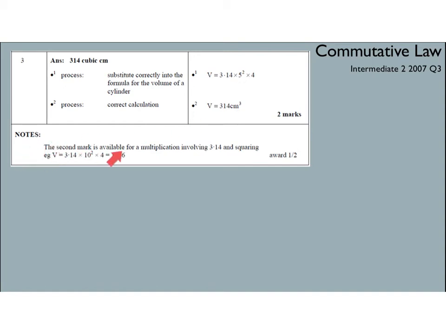Notes: the second mark is available for a multiplication involving 3.14 and squaring. So this is where they're saying to you that if you've made a mistake in number 1, you can still get your mark for number 2. If we look at what this person's done here, instead of using 5 squared, they've done 10 squared. So they would lose the first mark because they've got 10 instead of 5, but they have correctly worked out the answer to the sum. So they can still get 1 out of 2.